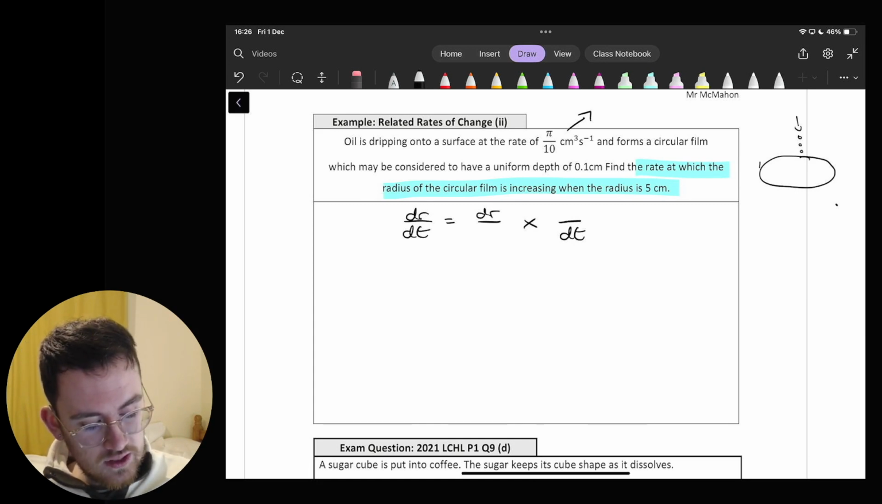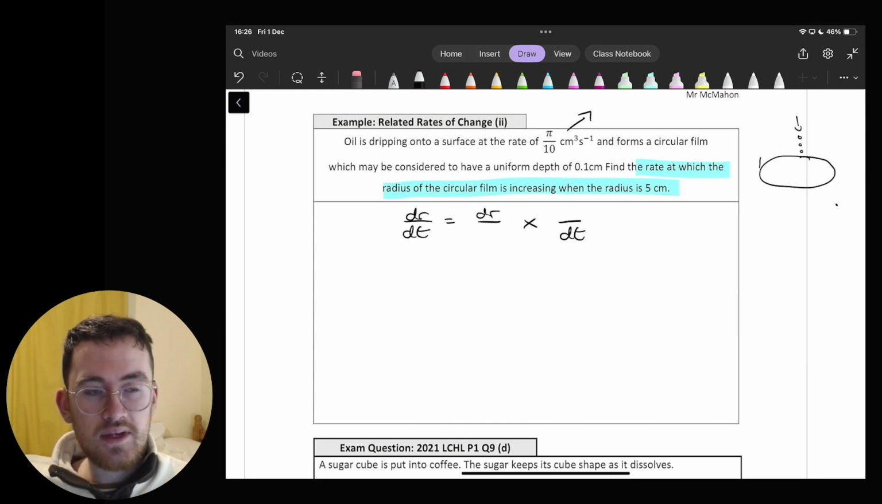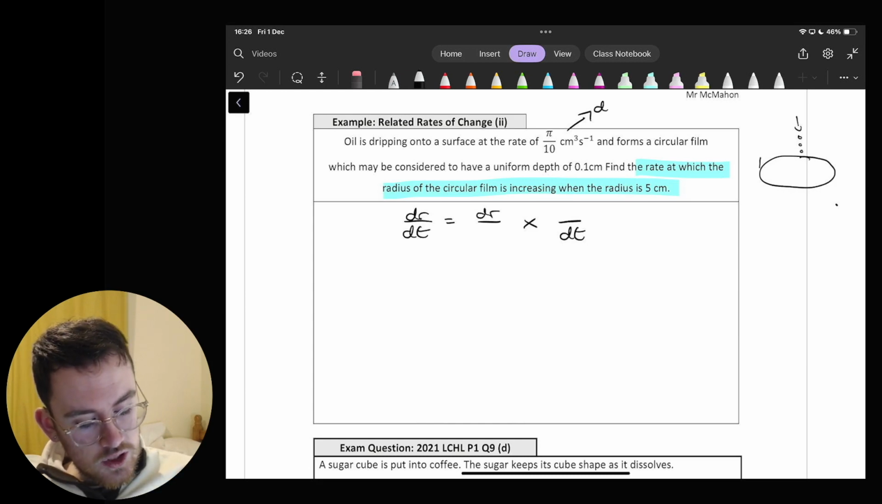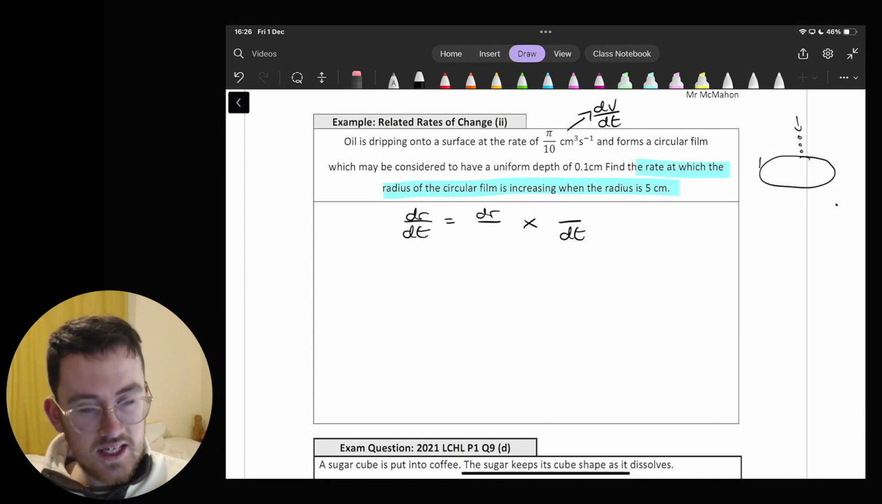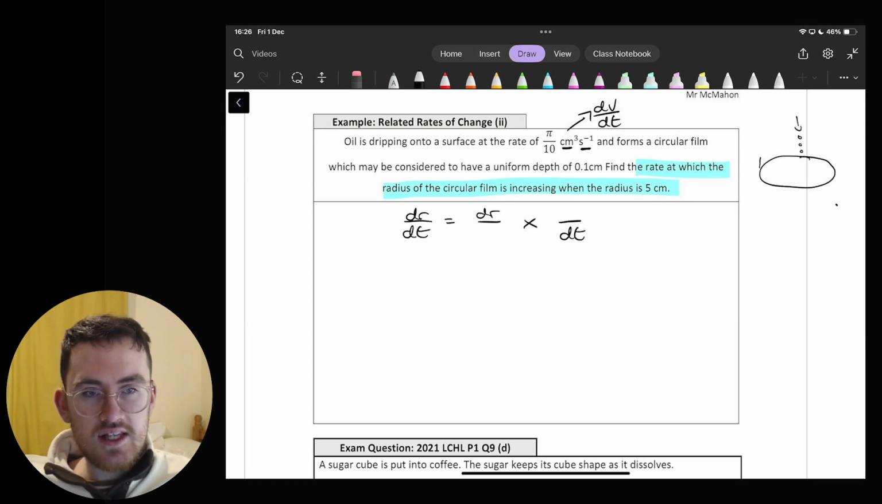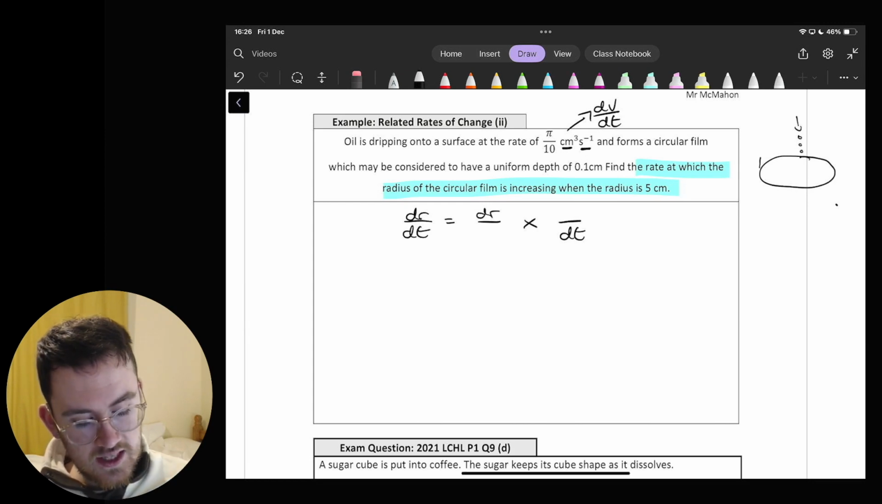So obviously the oil that I'm getting is presumably building. So that's actually the rate at which the volume of this shape is going to be increasing. That's actually dV/dt. The other thing that tells me that is that volume is measured in centimeters cubed, time obviously in seconds. So I have dV/dt up here.